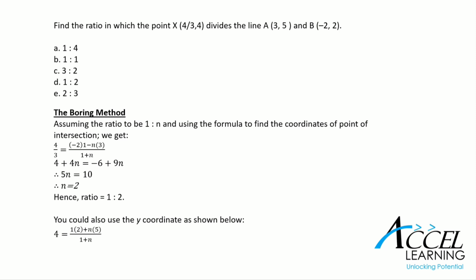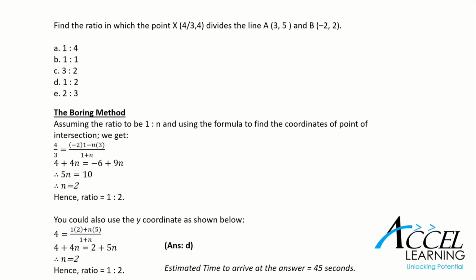4 equals (1 times 2 plus n times 5) over (1 plus n). 4 plus 4n equals 2 plus 5n, therefore n is equal to 2. Hence, the ratio is 1:2. And the answer is letter D. And the estimated time to arrive at the answer is 45 seconds.